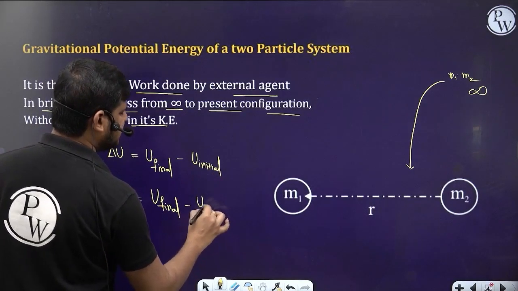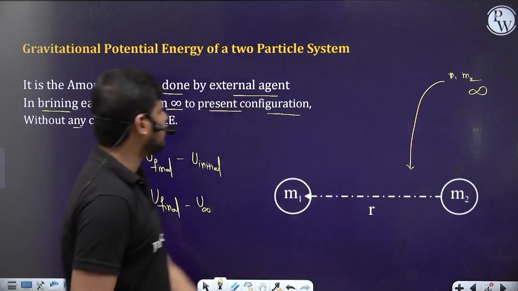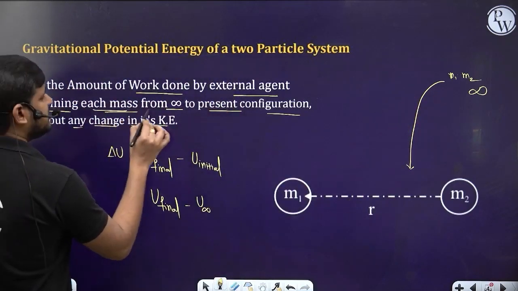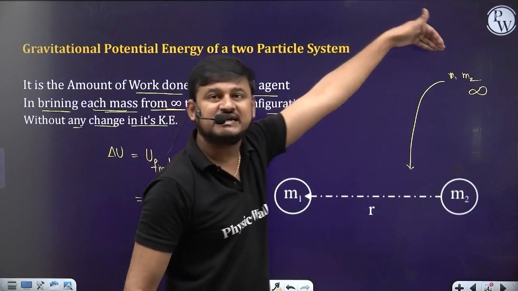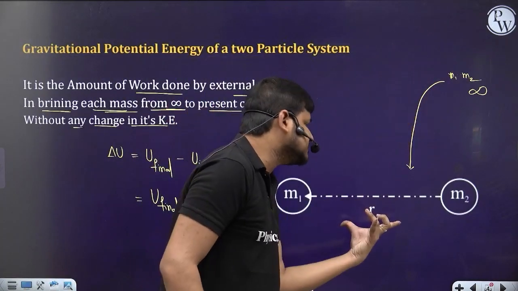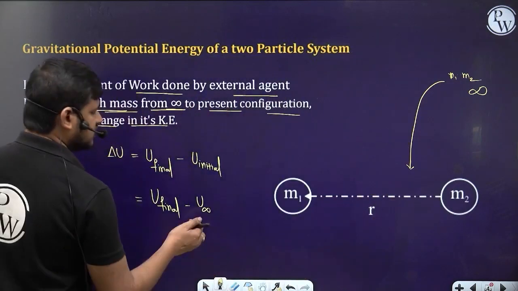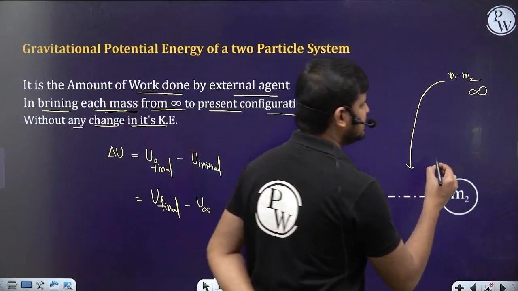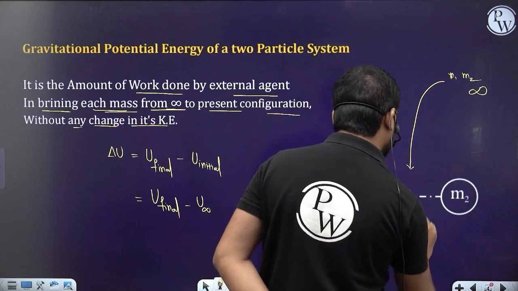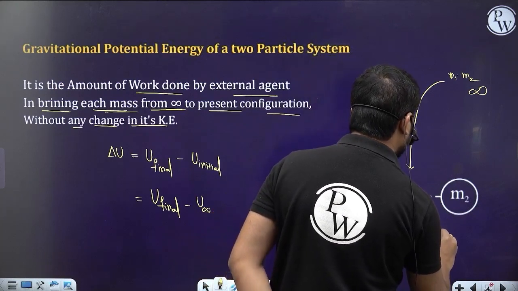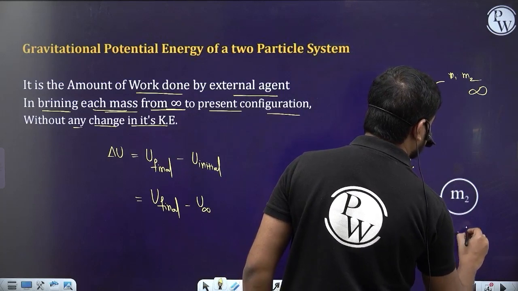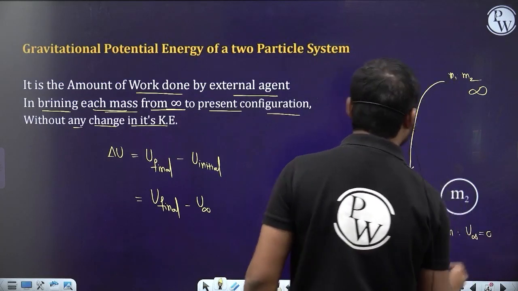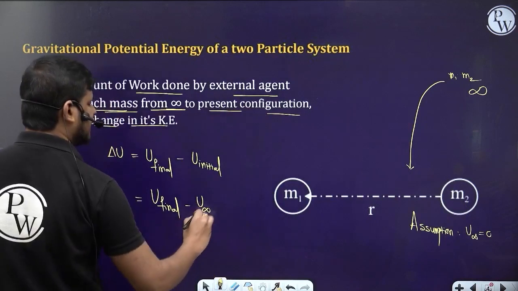Initially they are at infinity, and you are bringing each mass from infinity to the present configuration. So the potential at infinity is considered as 0. Always remember this assumption: the potential at infinity is considered as 0. So U at infinity is 0, and this part will become 0.